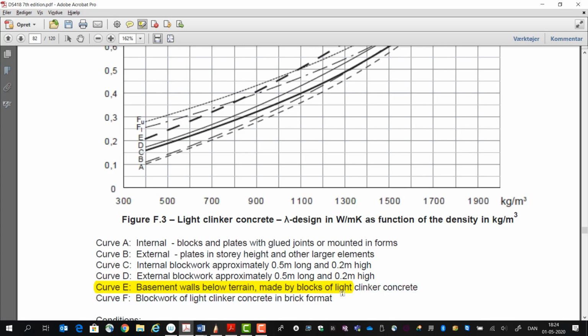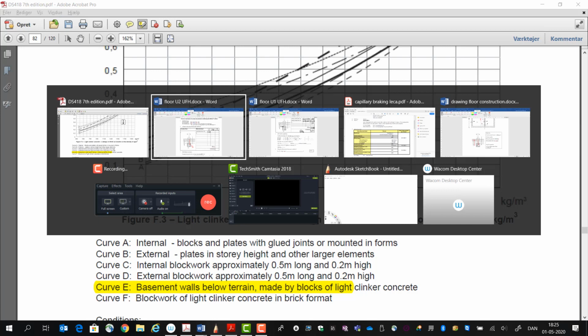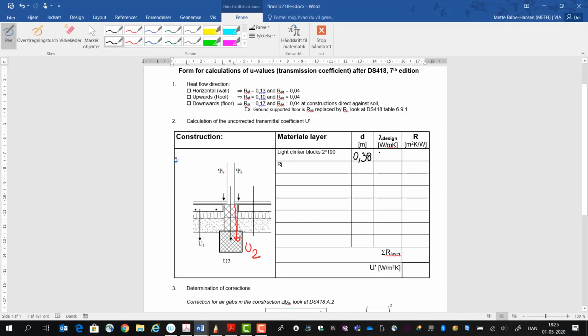Blocks made of light clinker concrete. And then I had the density of this block of 600. So go up here by 600 up to curve E, and then over, and that is 0.29. So I write that in. 0.29, and that will give me a resistance of 1.31.